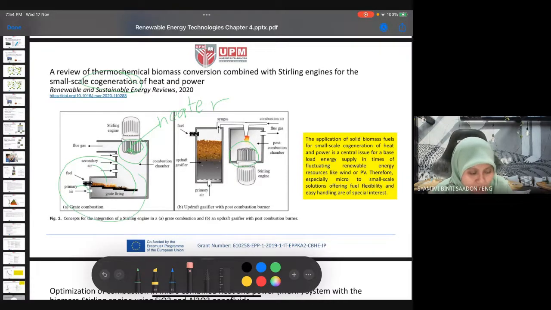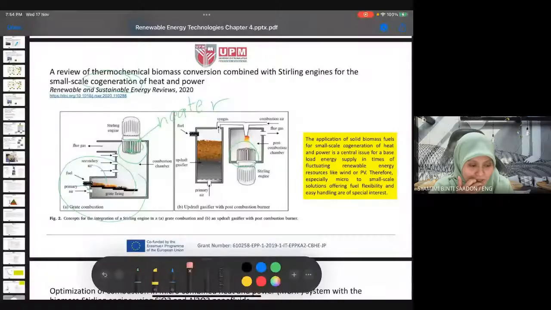Okay, so the application of solid biomass fuels for small scale cogeneration of heat and power is a central issue for base load energy supply in terms of fluctuating renewable energy resources like wind or PV. Therefore, especially micro to small scale solutions offering fuel flexibility and easy handling are of special interest. Here I just derive a small part of this review paper, because of course it is much longer.